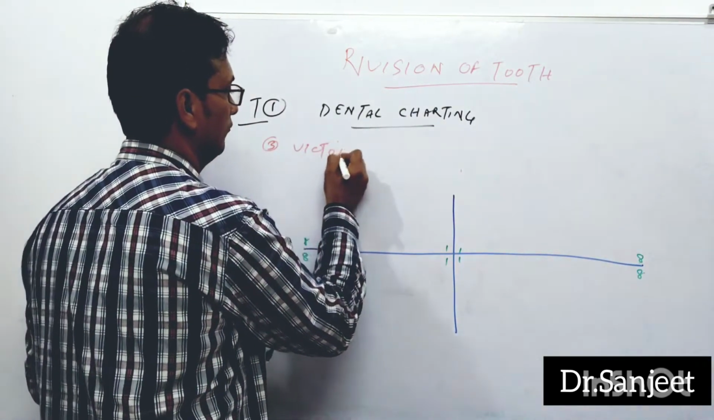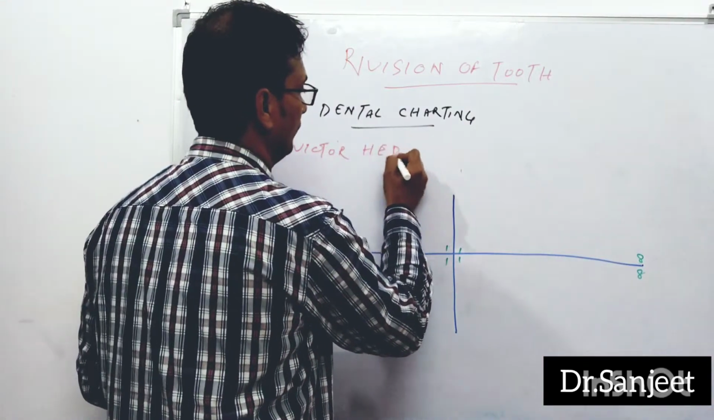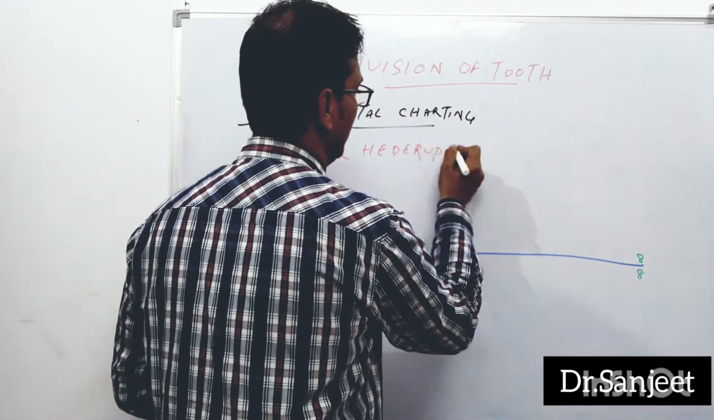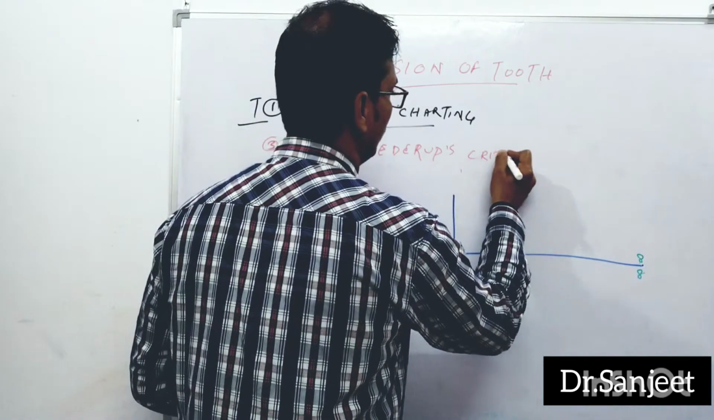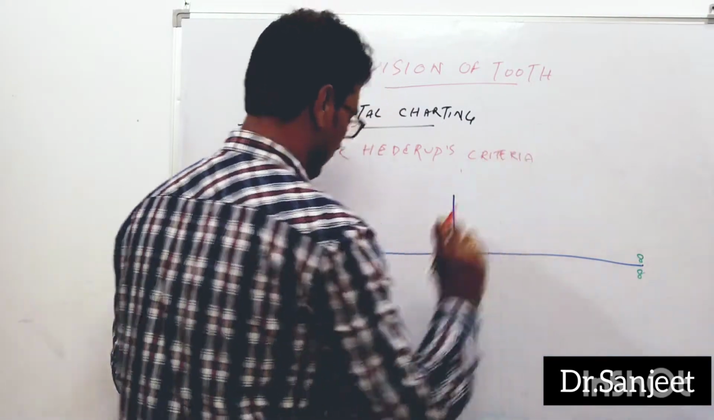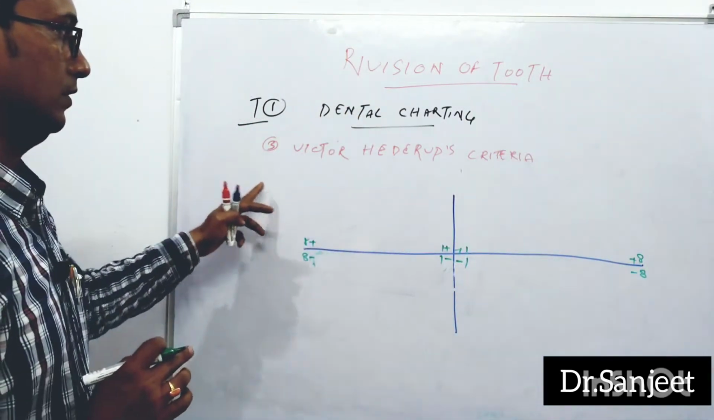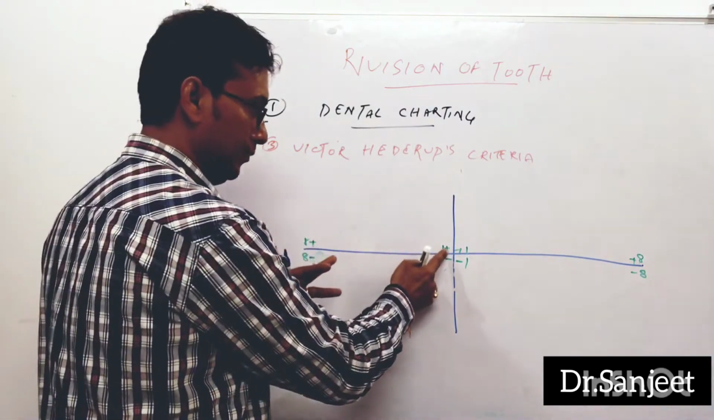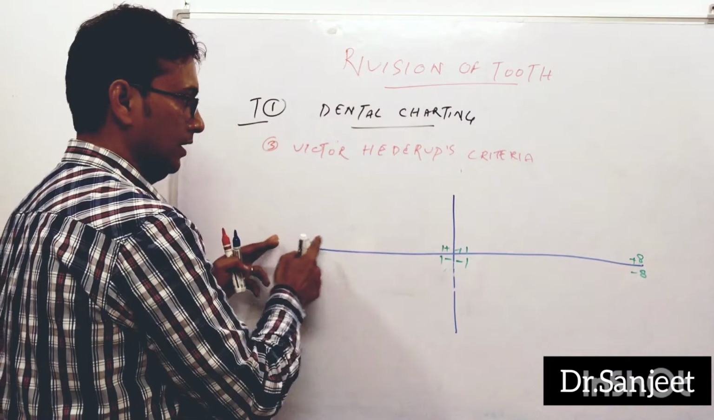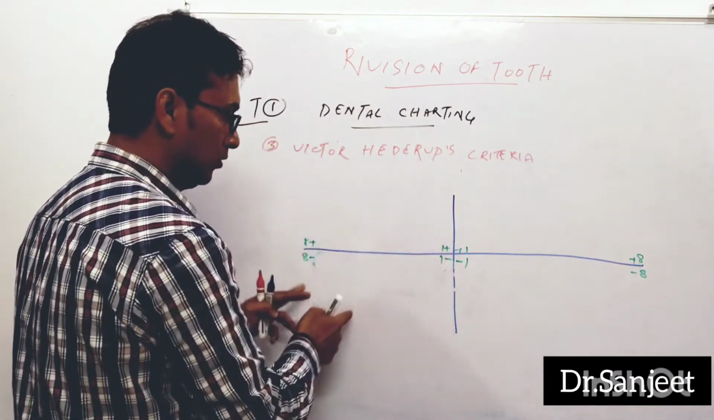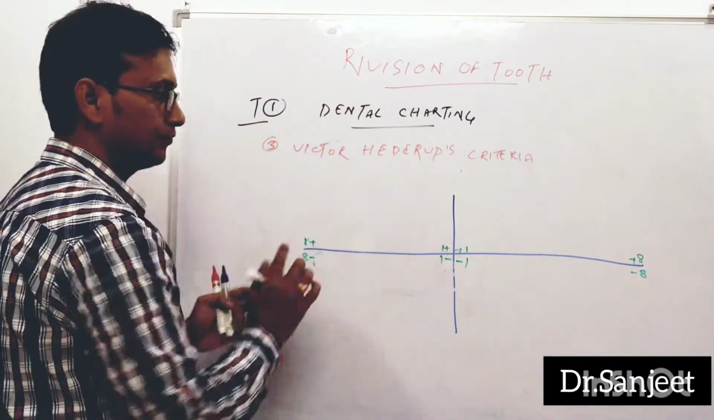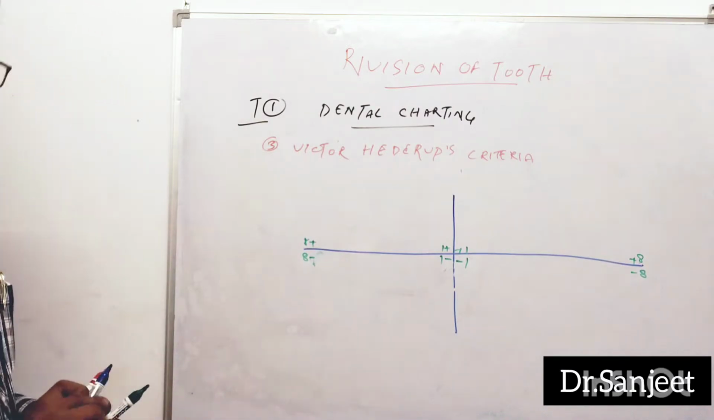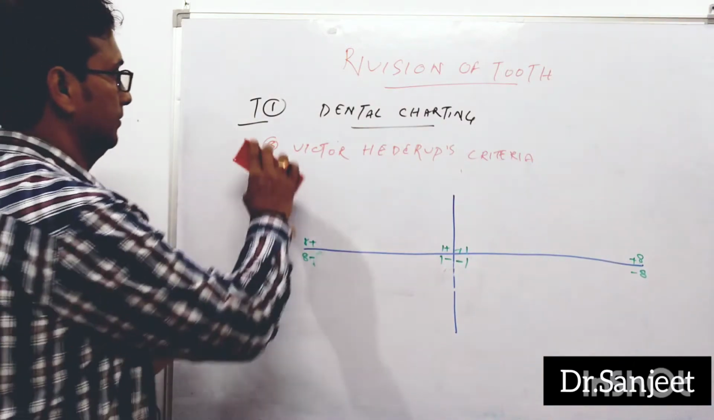Victor Haderup's criteria. In the Victor Haderup system, we will start from center, but instead of 1, we have to write here +1 to +8 in maxillary tooth, and in mandibular tooth, -1 to -8. This is the Victor Haderup system.